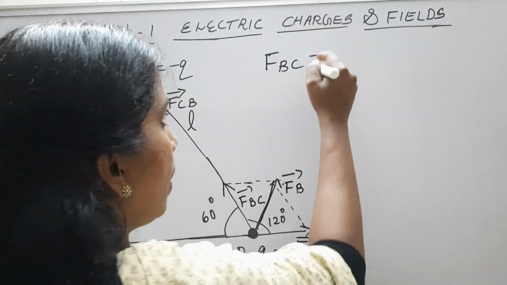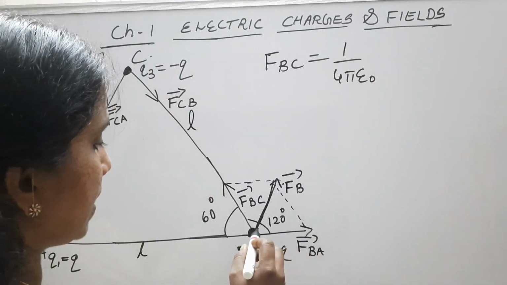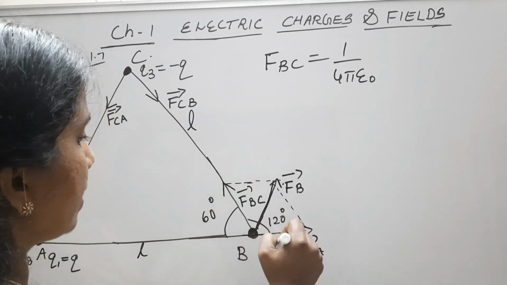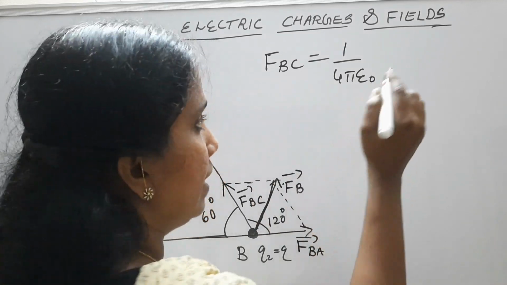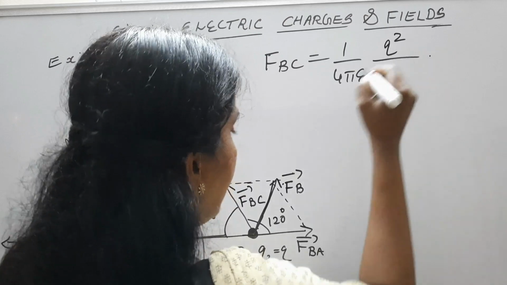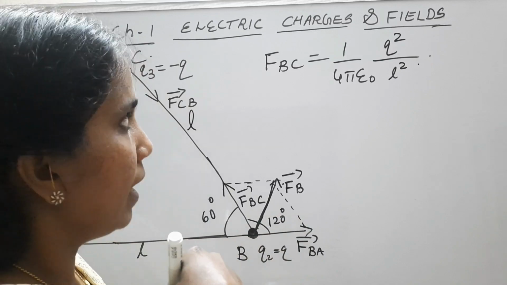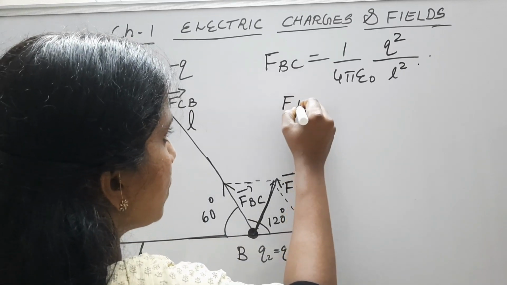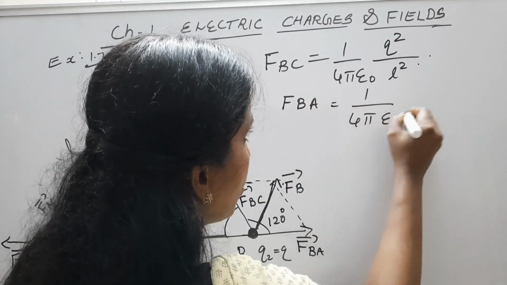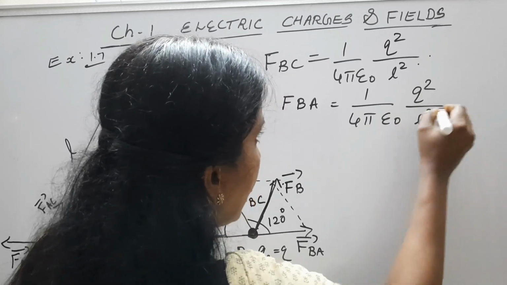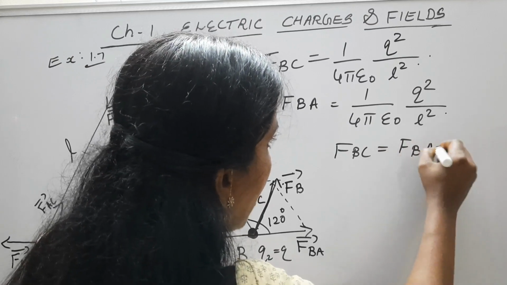FBC is equal to 1 by 4 pi epsilon 0. The two charges are Q and Q. No need of considering minus, because that we already considered in direction. So Q square divided by the distance between them, it is L. So Q square by L square, that is FBC. If we write the expression for FBA, that also comes like 1 by 4 pi epsilon 0 Q square by L square. It means that both FBC and FBA are of same magnitude.